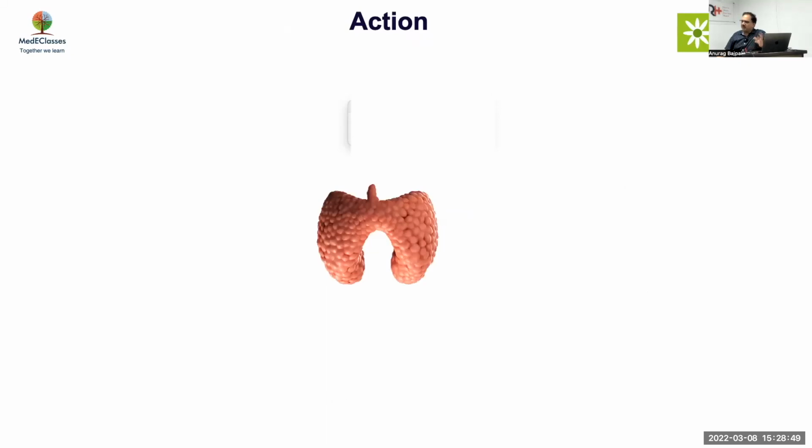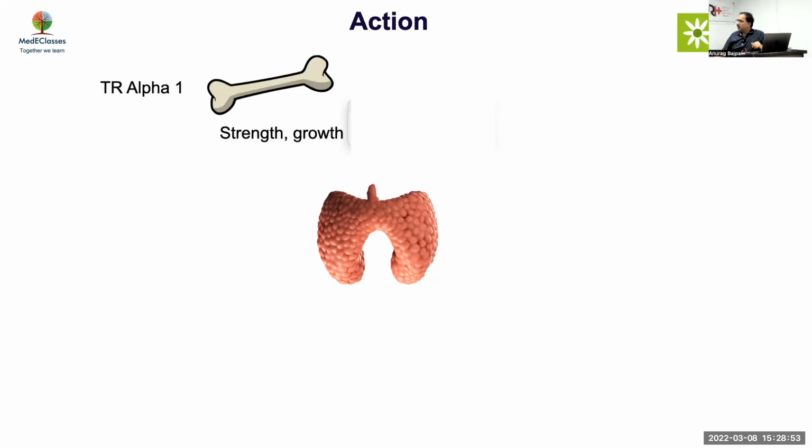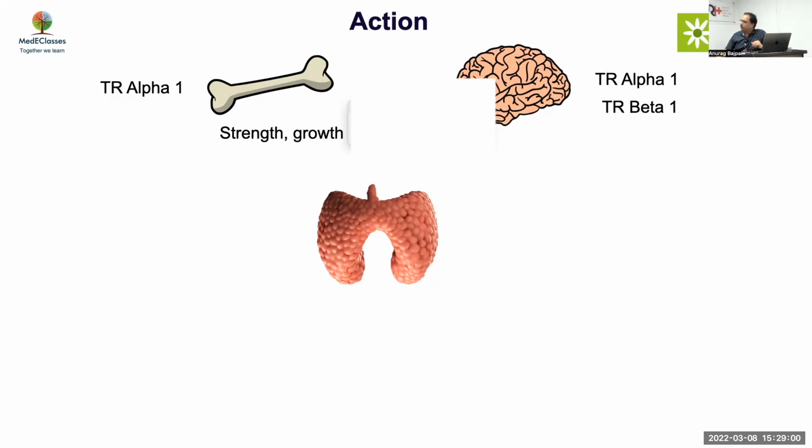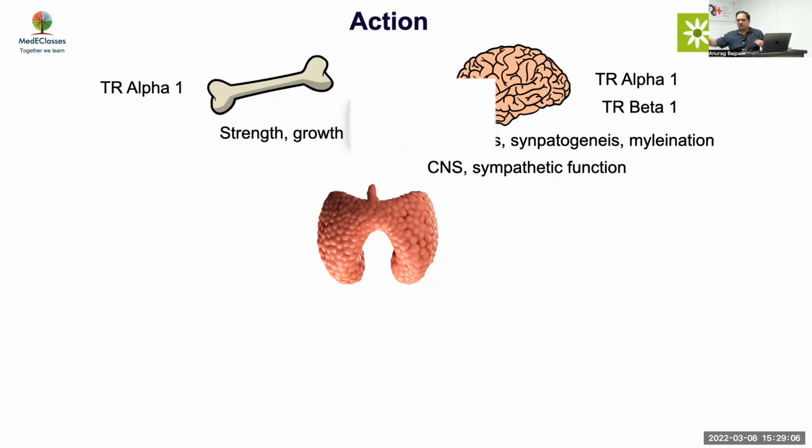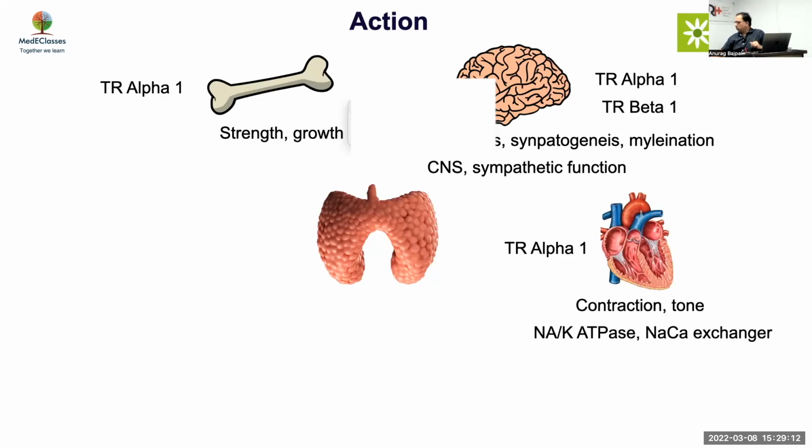Now if we summarize the entire thing, thyroid has an effect on bone mainly via TR alpha 1, on bone strength and growth. It has an effect on brain via TR alpha 1 and beta 1 both, resulting in neurogenesis, synaptogenesis, myelination, and sympathetic function. So the peripheral system also has an impact. It has an impact on cardiac function using TR alpha 1: contraction and tone, sodium potassium ATPase and sodium calcium importer, as I discussed.